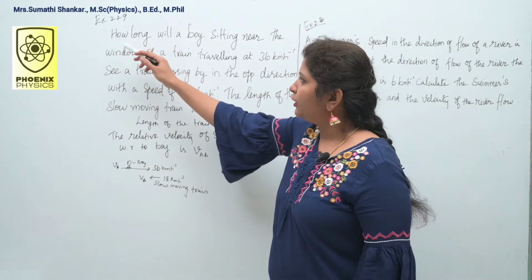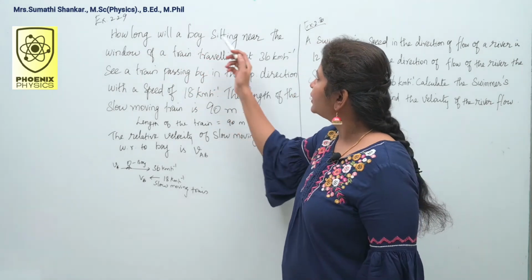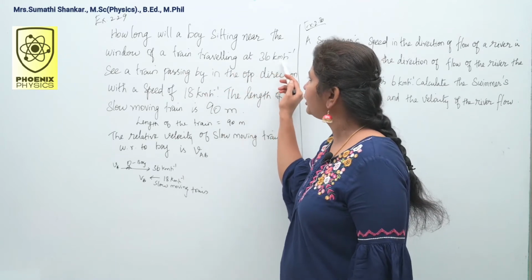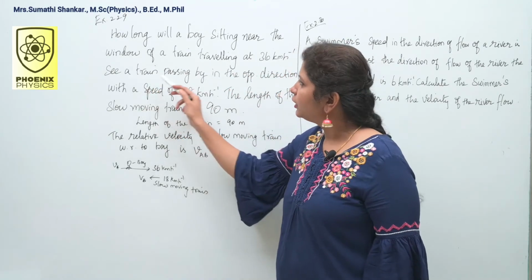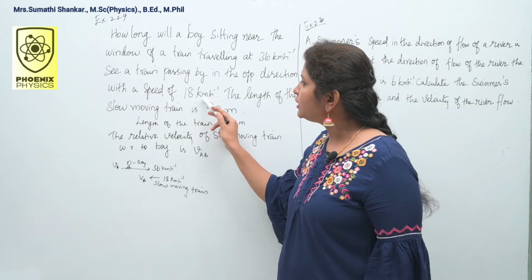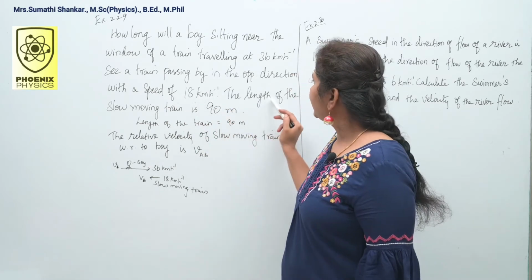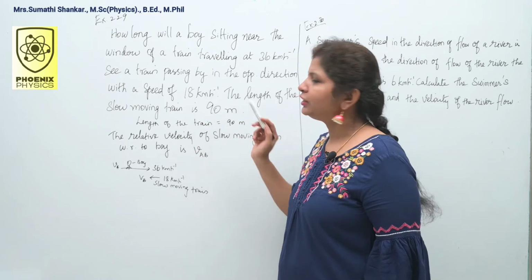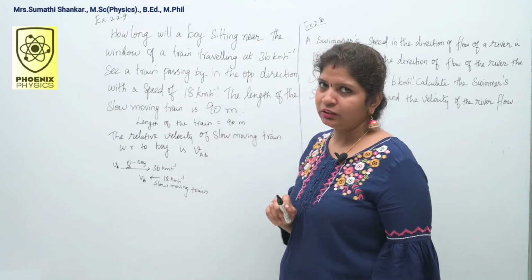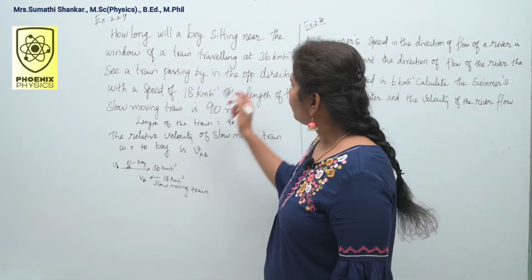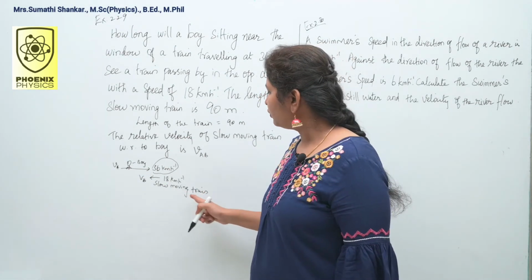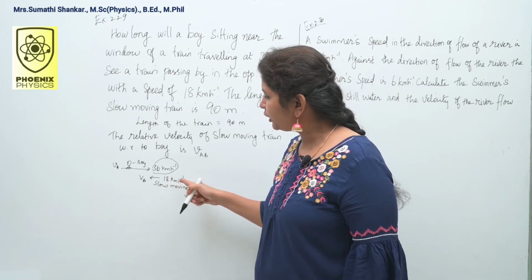Example 2.29. How long will a boy sitting near the window of a train traveling at 36 km per hour see a train passing by in the opposite direction with the speed of 18 km per hour? The length of the slow moving train is 90 meter. So, what is given? The length of the train is 90 meter, and the fast moving train has the velocity 36 km per hour. The slow moving train has the velocity 18 km per hour.